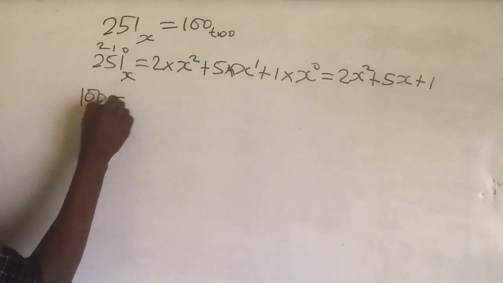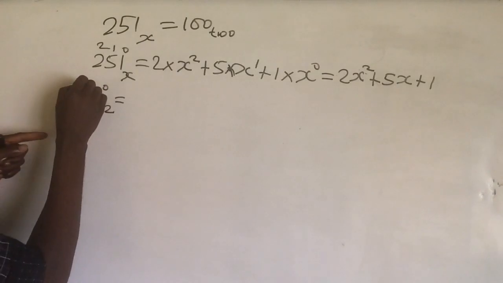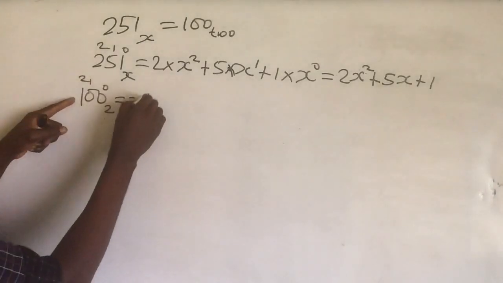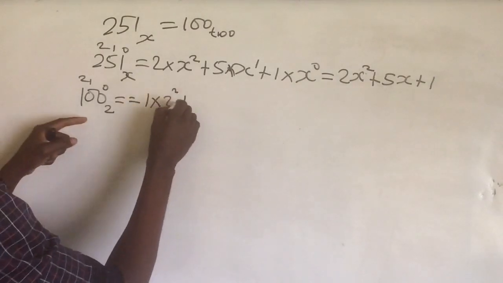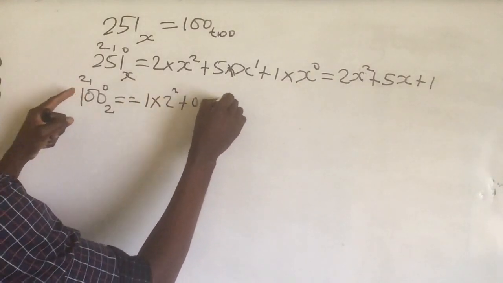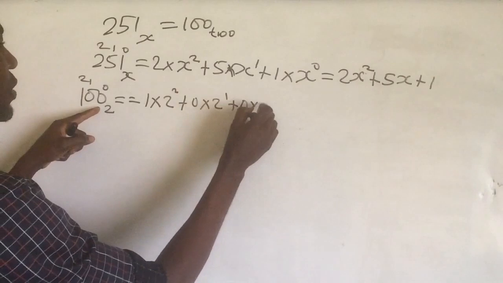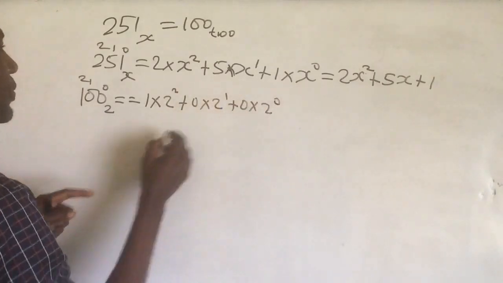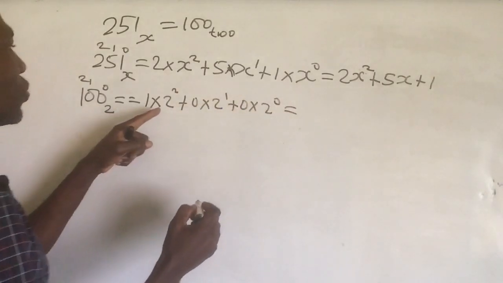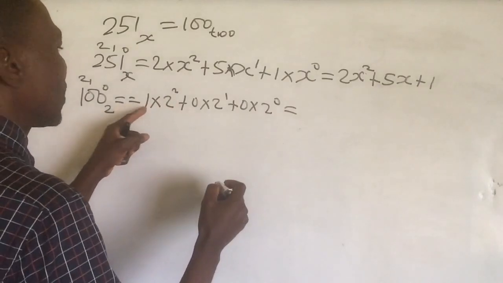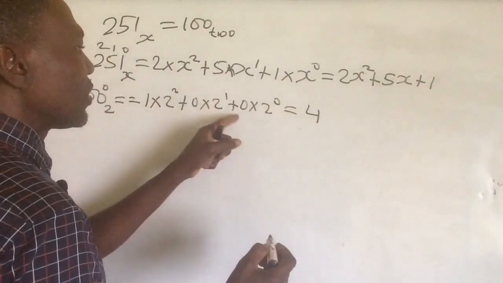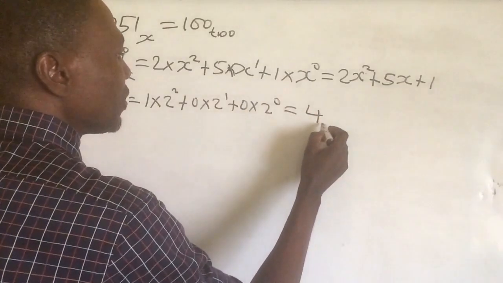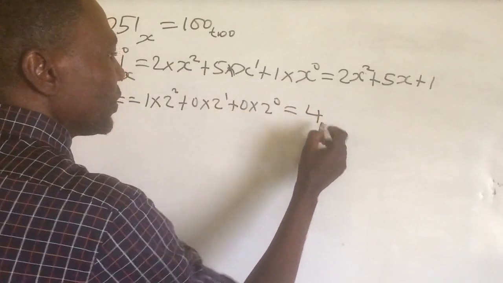100 base 2, we change it to base 10. It will be 1 times 2 raised to the power 2 plus 0 times 2 raised to the power 1 plus 0 times 2 raised to the power 0. 2 times 2 is 4, so 1 times 4 is 4. 0 times anything is 0. 0 times anything is 0. So the answer here is just 4 base 10.